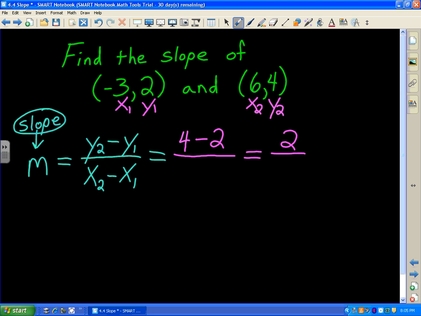Now to find the change in x, x sub 2, which is from the right point, is going to be 6. And from the left point, x sub 1 is going to be negative 3. We know that when we have subtracting a negative, we change it to adding a positive, and therefore 6 plus 3 gives us 9. And the slope for this example is 2 over 9. We think about reducing it. There's no number that goes into 2 that also goes into 9 other than 1. And we don't want to reduce by 1 because it just gives us 2 over 9 again. There's one example for you there.